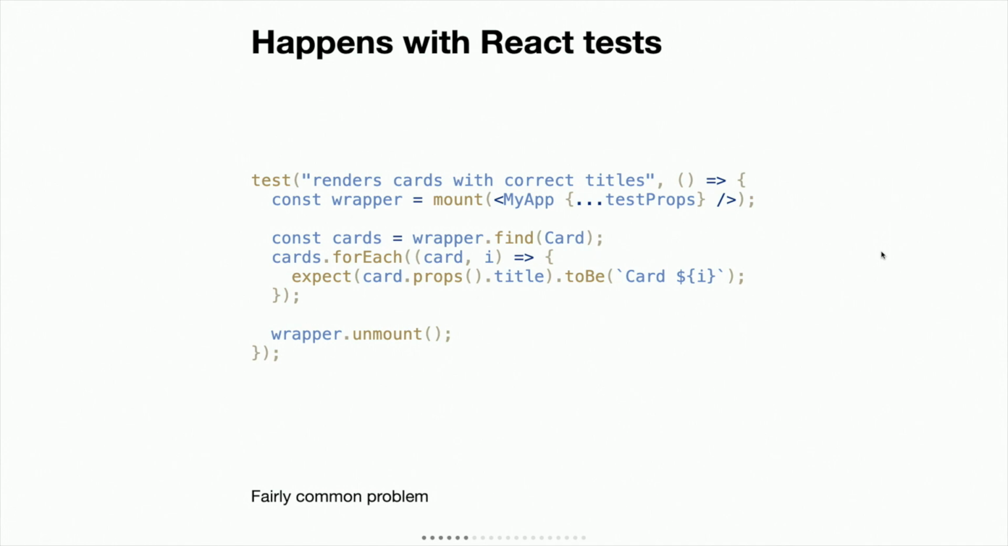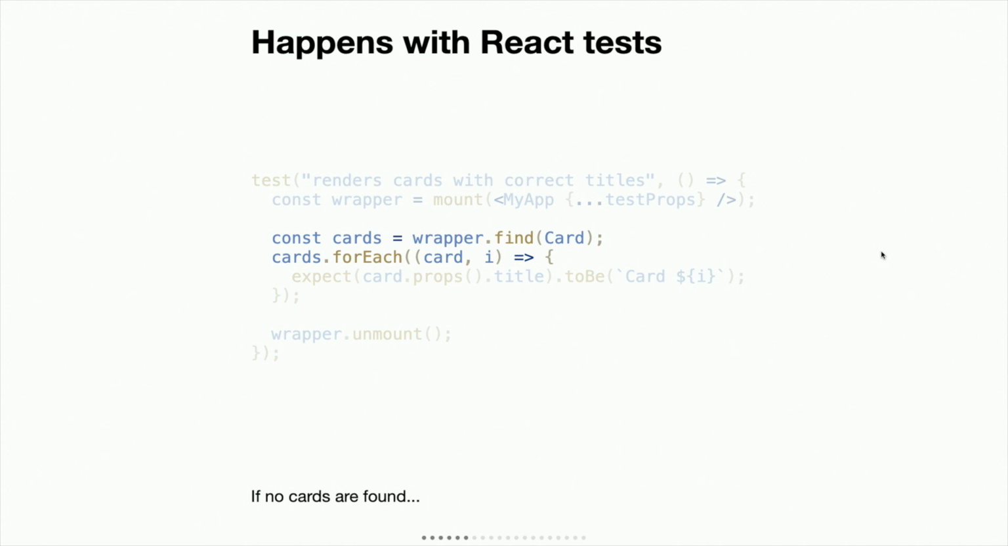But what happens when engineer 2 comes in and decides to render a fancy card or delete all the cards altogether? What happens if cards are not found and it's an empty collection? Well, iterating over an empty collection does nothing, and this expectation never runs. So this test still passes, but it's completely broken.